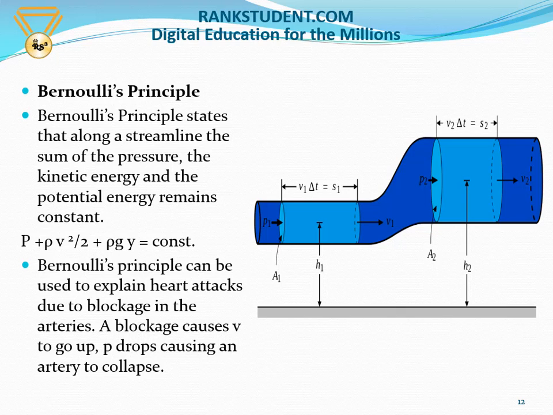Bernoulli's principle, an important one. It states that along a streamline, the sum of the pressure, the kinetic energy, and the potential energy remains constant. P plus rho v squared by 2 plus rho g y equals constant. Bernoulli's principle can be used to explain heart attacks due to blockage in the arteries. If blockage causes V to go up, P drops. It may cause an artery to collapse and hence a heart attack.